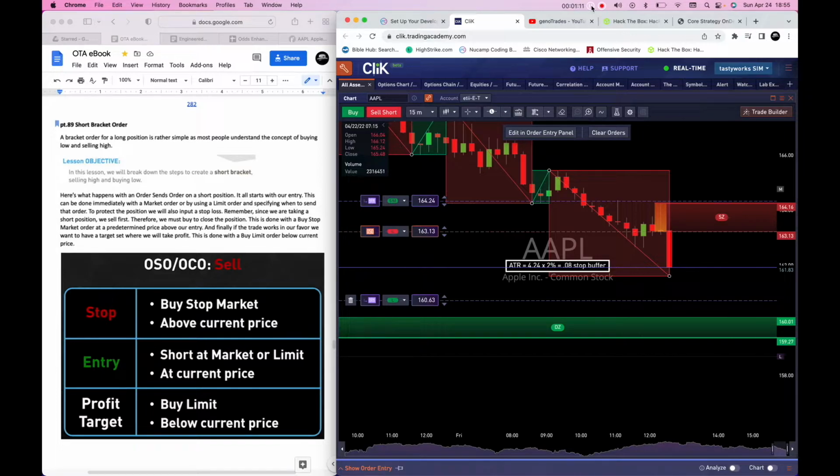Finally, if the trade works in our favor, we want to have a target set where we will take profits. This is done with a buy limit order below current price.